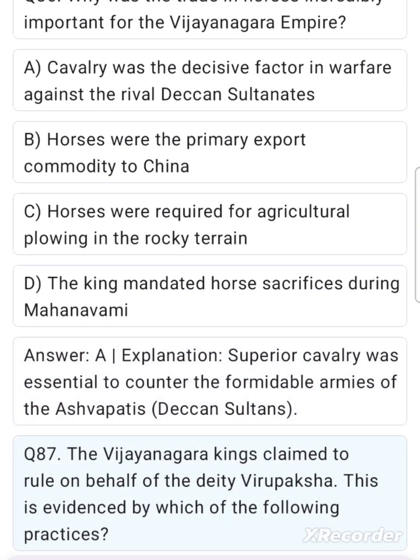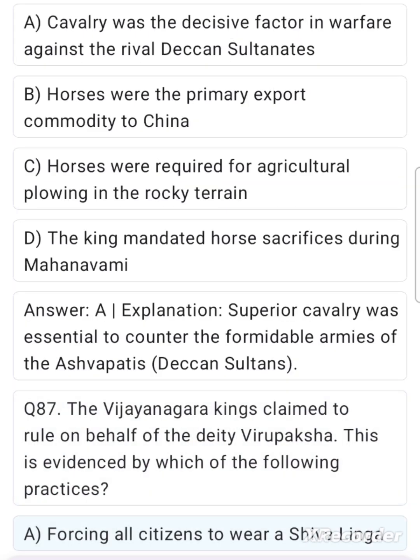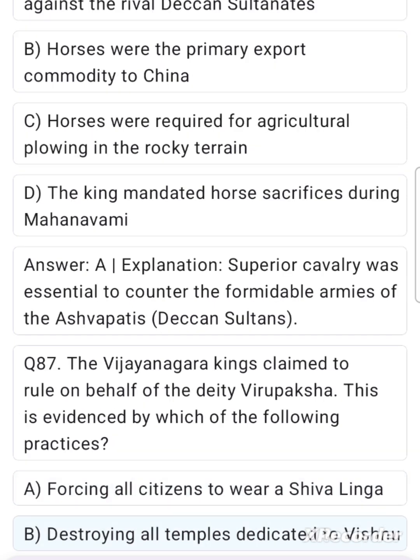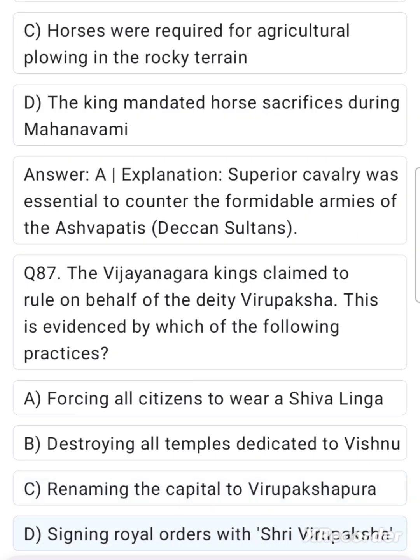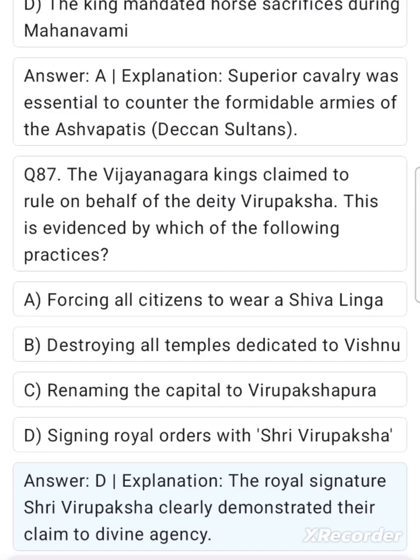Q87. The Vijayanagara kings claimed to rule on behalf of the deity Virupaksha. This is evidenced by which of the following practices? A. Forcing all citizens to wear a Shiva linga. B. Destroying all temples dedicated to Vishnu. C. Renaming the capital to Virupakshapura. D. Signing royal orders with Shri Virupaksha. Answer. D. Explanation. The royal signature Shri Virupaksha clearly demonstrated their claim to divine agency.